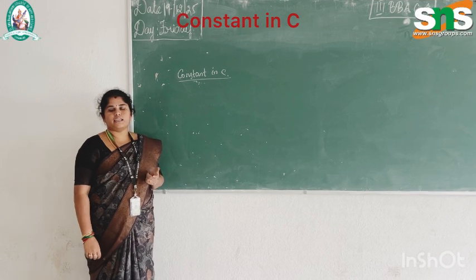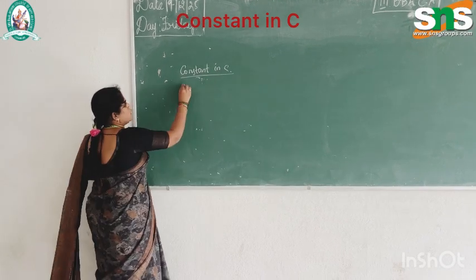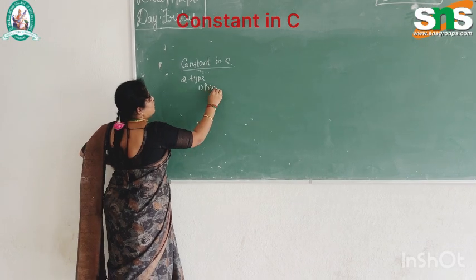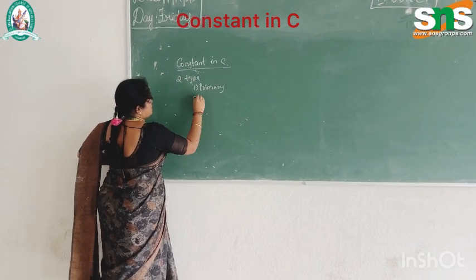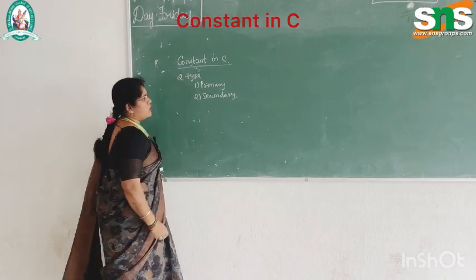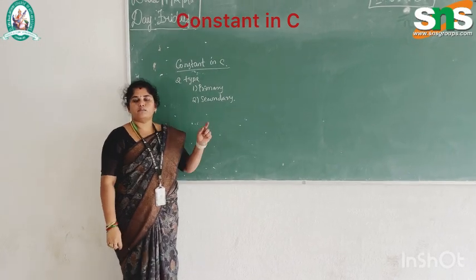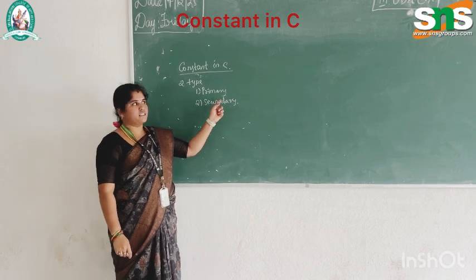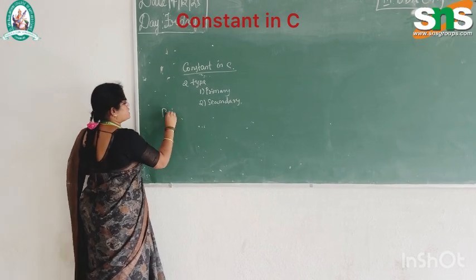Here it contains two types. The first one is the primary constant, and the second one is the secondary constant. What kinds of values come under the primary and what types come under the secondary, we will discuss here. So, the primary constant.